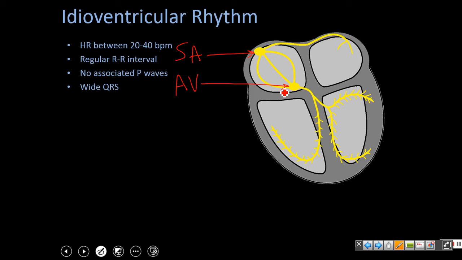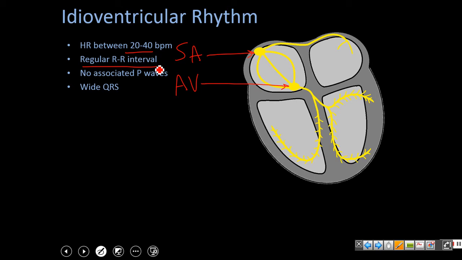Now, if the SA node and the AV node can't pace the heart, the bundle branches can pace the heart from within the ventricles. And that happens at a rate normally of 20 to 40 beats per minute. And we call that idioventricular rhythm, also called IVR.